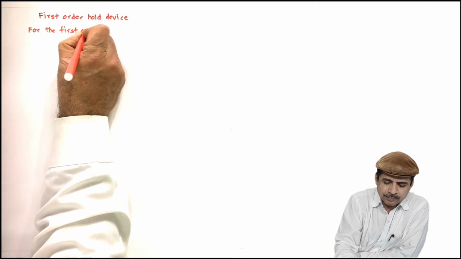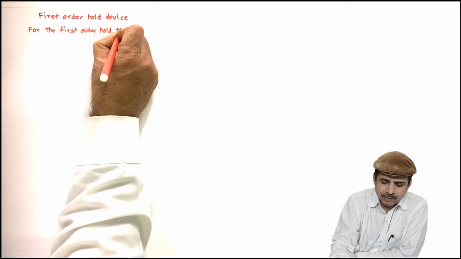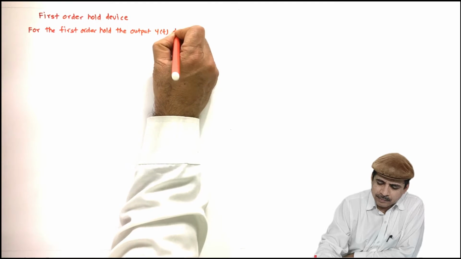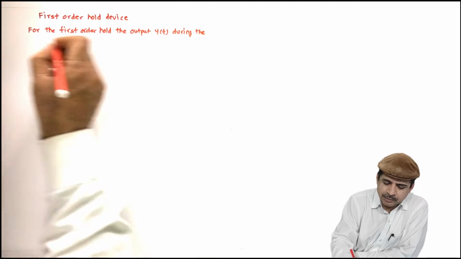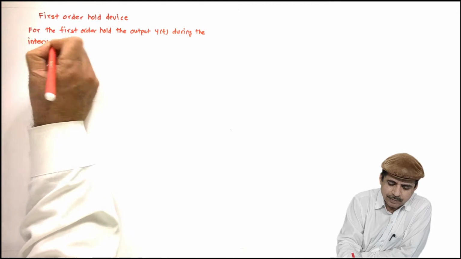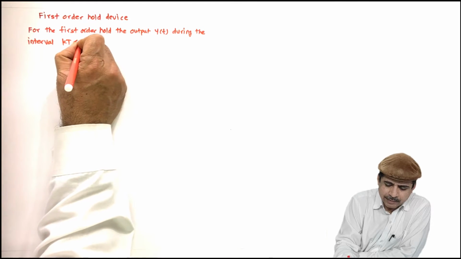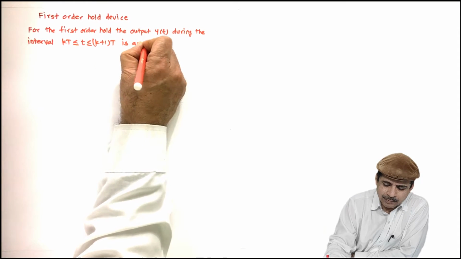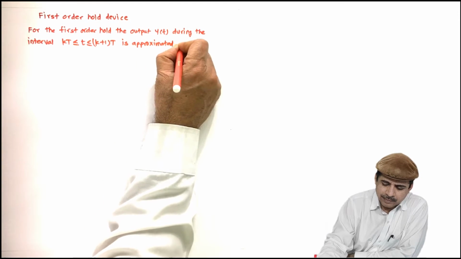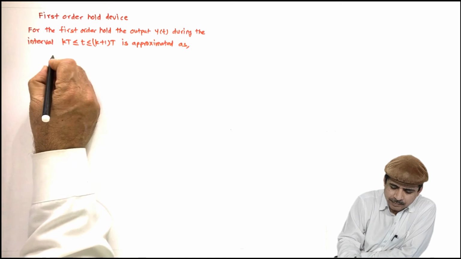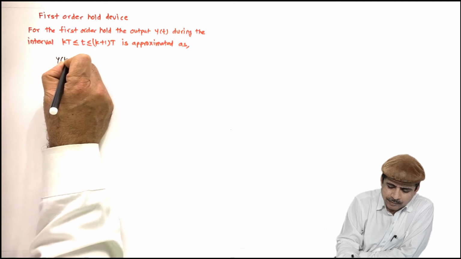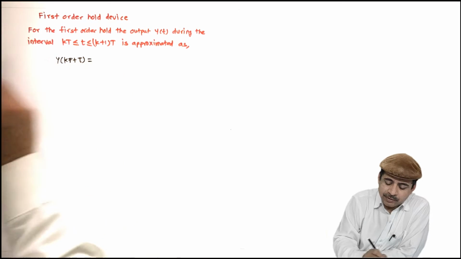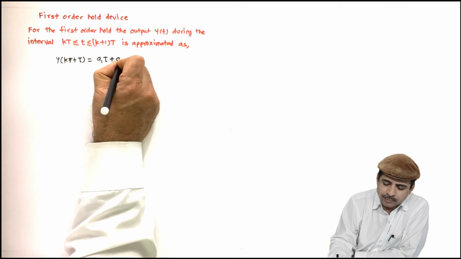For the first order hold, the output y of t during the interval kT to (k plus 1)T is approximated as y of kT plus tau, which is given by a1 tau plus a0.